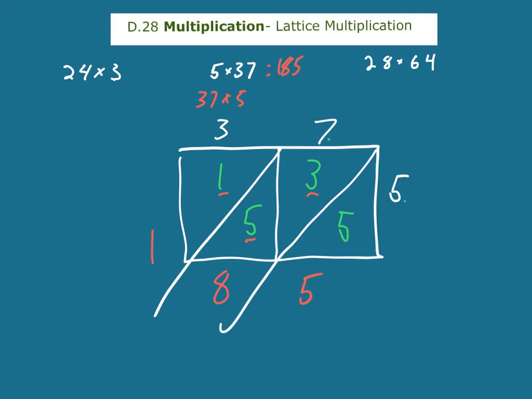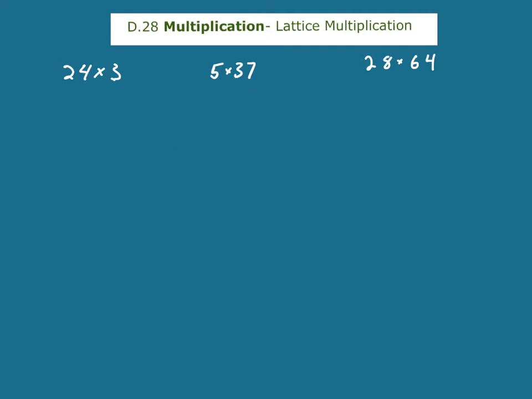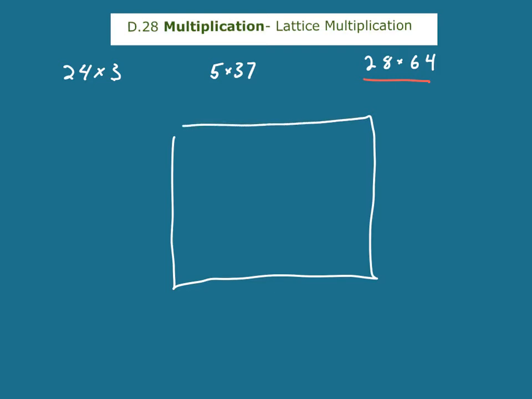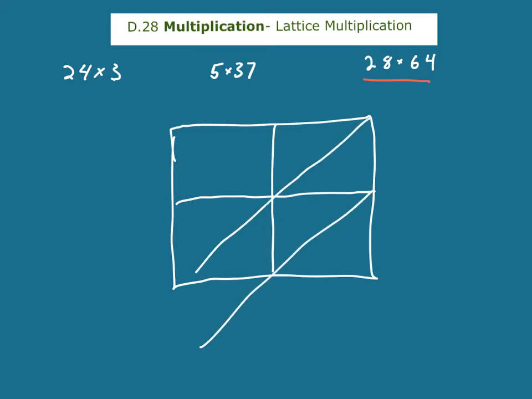Okay, let's try one more together. And you can try to do it on your own and check your answers, but I'll do this one. Now it's a 2 by 2 number, so my box is going to look a little bit different. Now I'm going to make a big square, and I'm going to turn it into smaller squares. Kind of looks like a window pane. And then I'm going to put in my diagonals, corner to corner, corner to corner, corner to corner.